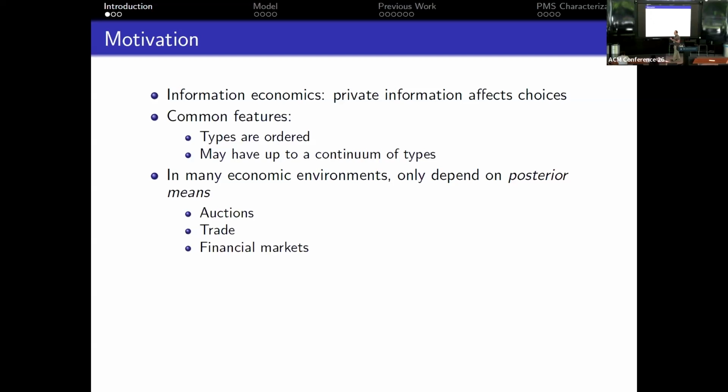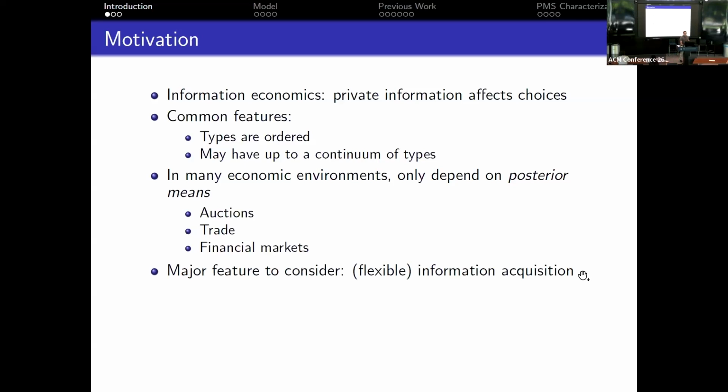Similarly, in trade models, if you think about Myerson-Satterthwaite, what the buyer and seller care about is their respective expected value of the item for trade. And if we think about something like financial markets, if we are a risk neutral trader, then what we care about is the expected value of the asset ex post. So these are an important class of models where we just care about the posterior mean.